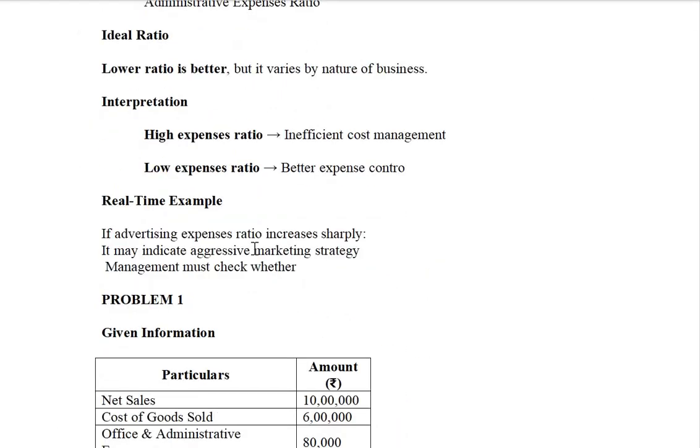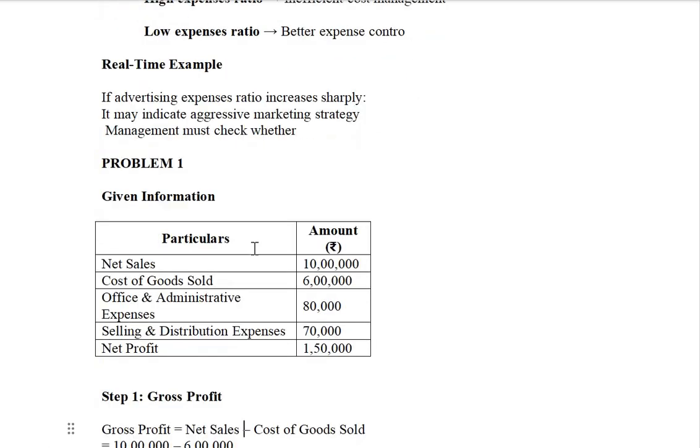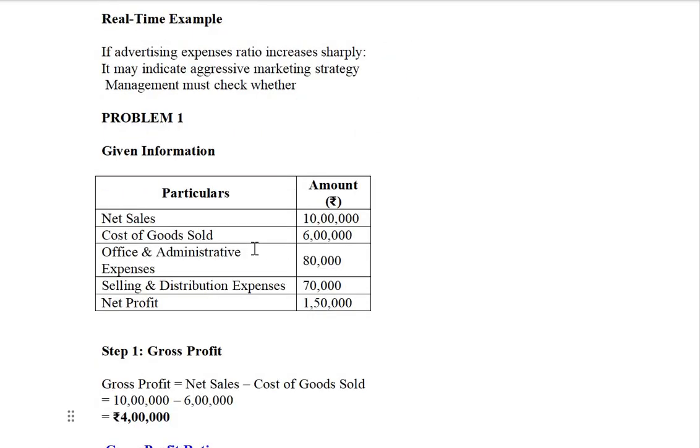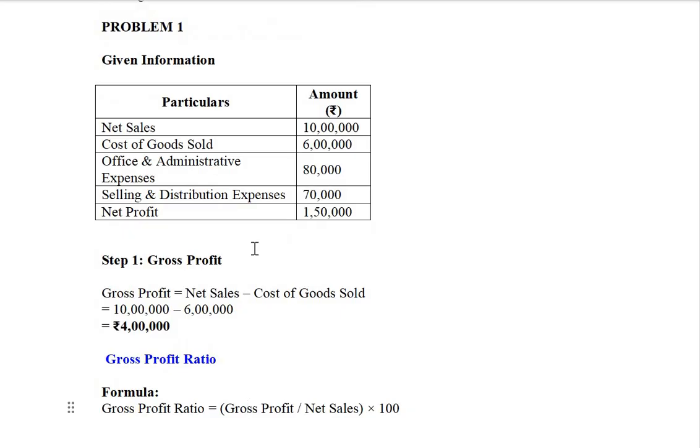Next we will move on to a problem, how we can solve it with the help of the following data by using the profitability ratio. Here they are given net sales 10 lakh rupees, cost of goods sold 6 lakh, office and administrative expenses 80,000, selling and distribution expense 70,000 and net profit 1,50,000. First they ask to calculate the gross profit ratio. The gross profit ratio can be computed using the formula gross profit divided by net sales into 100.